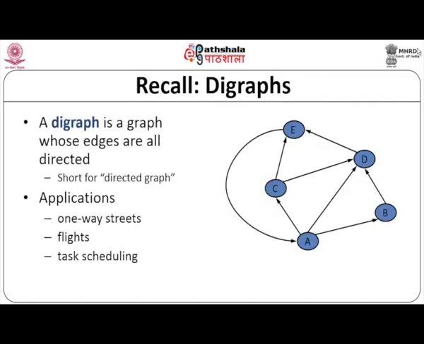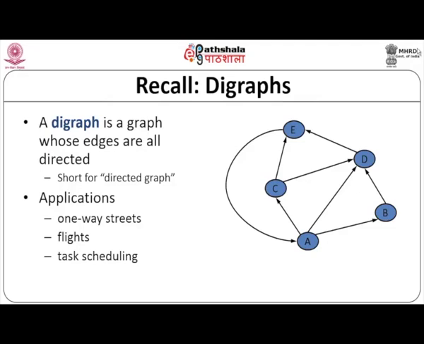Before we start off with topological sorting, as I told you, it has all to do with directed graphs. A digraph is a graph whose edges are all directed. It is short for directed graph. There are a lot of applications of directed graphs, like one way streets. You have nodal points being connected by streets, and if you have one way streets, then it becomes directed. If it is two way, it is not directed.